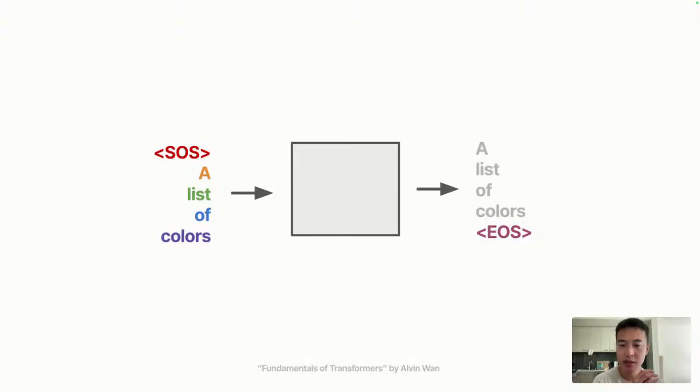So now what you've got is a sequence of words. We've got start of sequence, a list of colors. We keep doing this until we finally get an output that's end of sequence. That means we can finally stop outputting words. But you'll notice that throughout this entire process, we only outputted one word at a time.